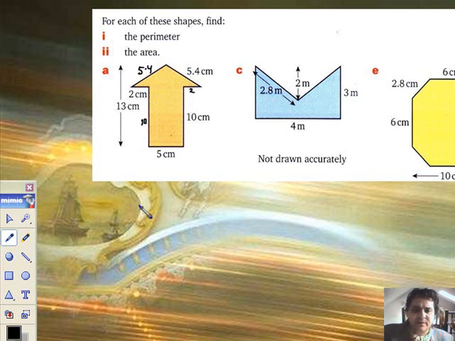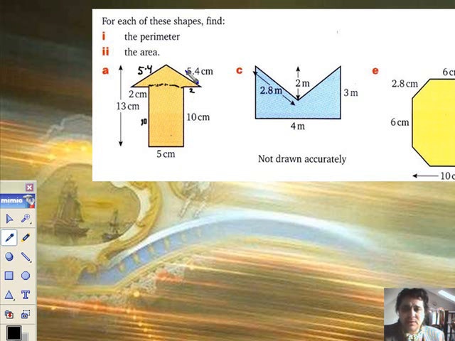Okay, now perimeter first for this shape. What is it? It's an arrow. No, it's not an arrow. It is a triangle sitting on top of a rectangle. That's how you should think of it. Because if you think to yourself, oh, I've not been taught the area of an arrow, no, of course you haven't. But it is in fact a triangle and a rectangle.